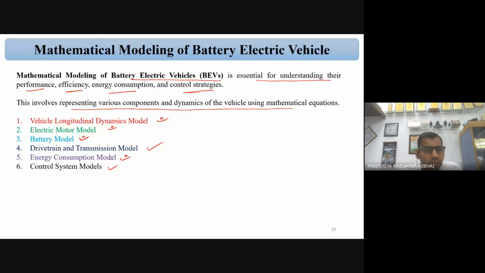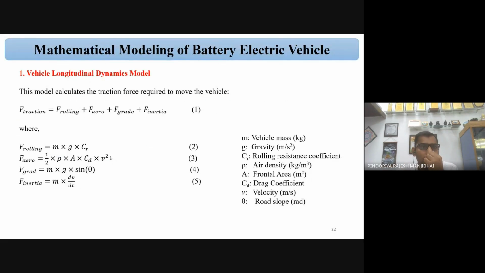Are there any components you think are missing in this slide? From my knowledge, I think we covered all the major components. The first one is the longitudinal dynamic model. Then the electric motor: which type of motor are you using, BLDC, PMSM, induction? Battery model: which type of battery are you using? Drivetrain transmission model: how you transmit the power. Energy consumption, and control system. So we have a total of six models. Correct. So the first model is the vehicle longitudinal dynamic model.